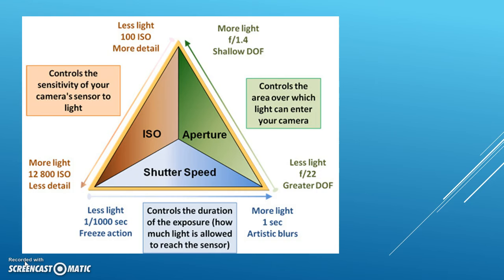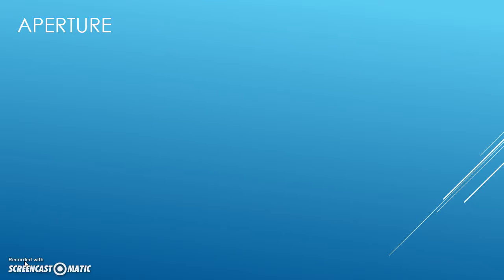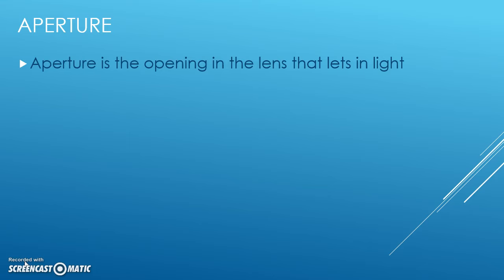You can see from this picture that the aperture controls the area of light that can enter the camera, shutter speed controls the time that light is allowed in, and ISO controls the sensitivity. So let's look at them in turn. First off, we'll look at the aperture. Again, just to reiterate, the aperture is the opening in the lens that lets in the light. So really, it's the start of the process.